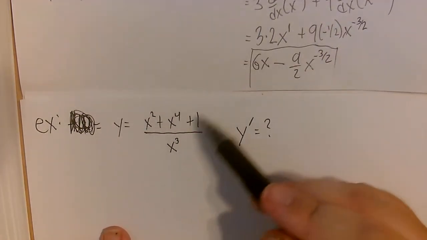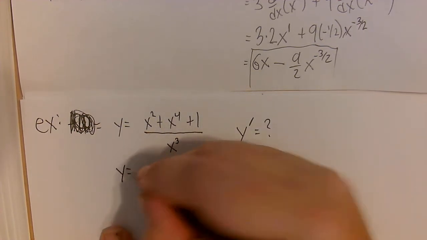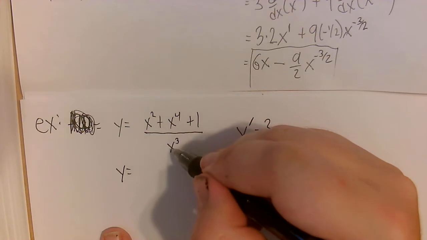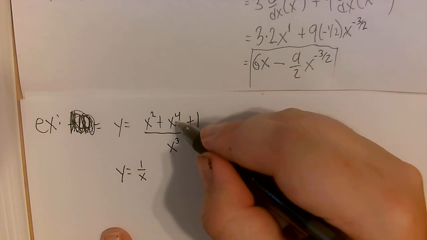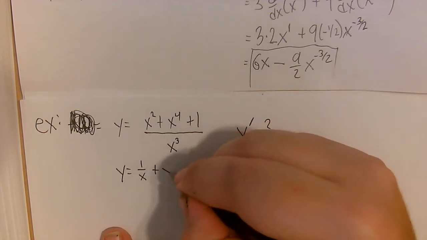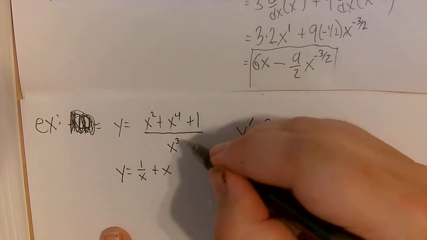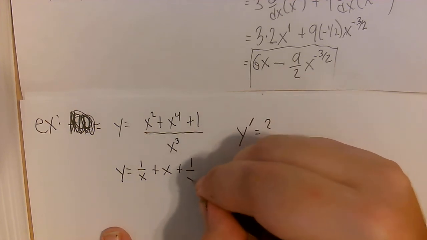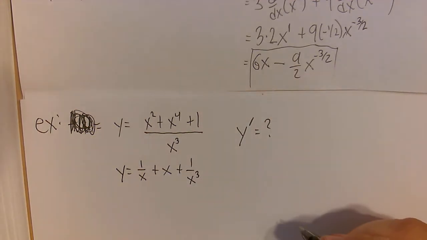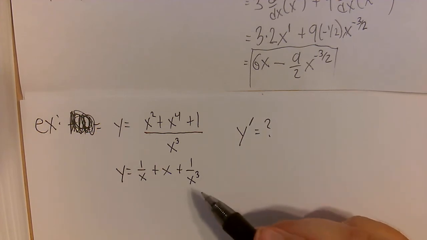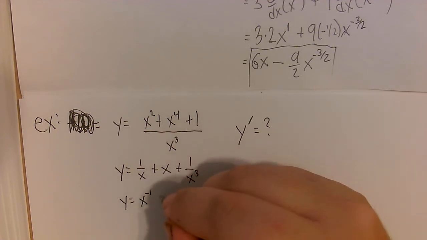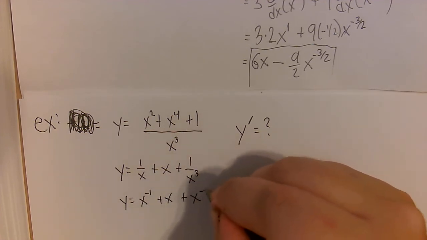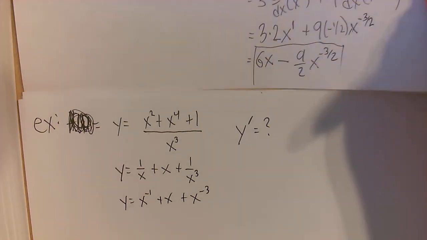Well, what we do is we split up our fraction by dividing each one of these by x cubed before we do the derivative. So I have x squared over x cubed. That will simplify to be 1 over x. I have x to the 4th over x cubed, which will simplify to be x. And then I have 1 over x cubed, which is just 1 over x cubed. All right, now I'm ready to, well, actually, let me write it in the negative exponential form, and then I'm ready to use my power rule here.